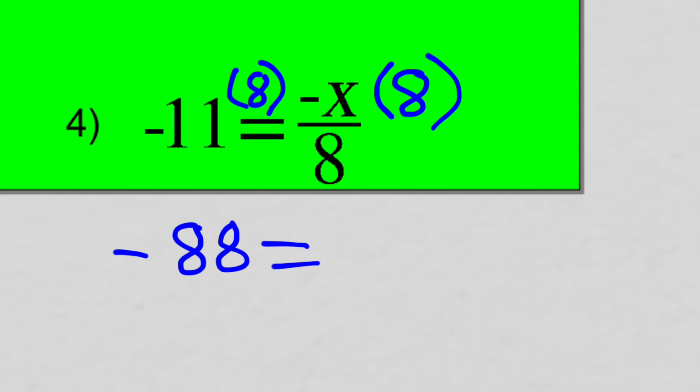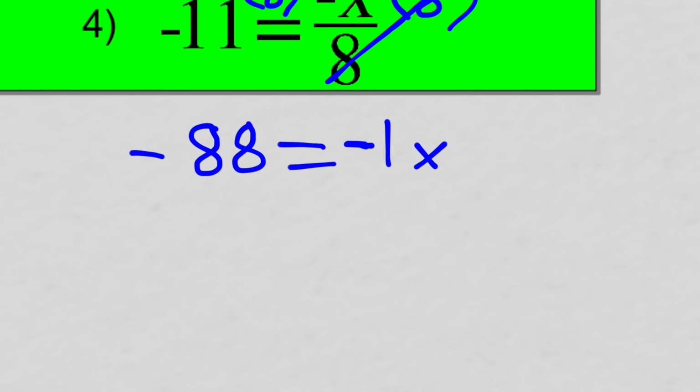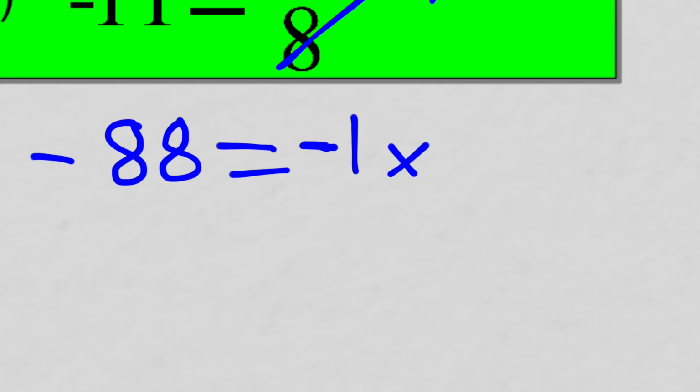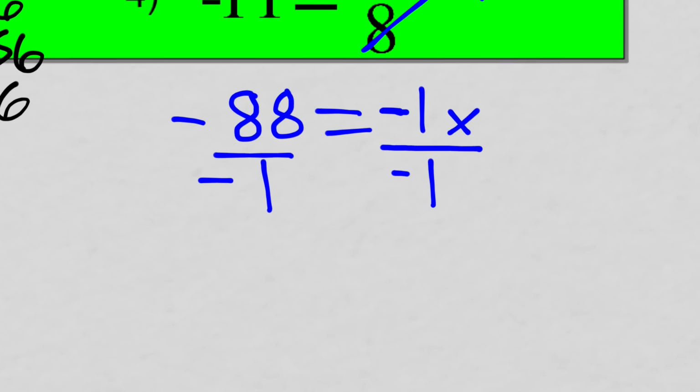Equals, 8 on top and 8 on the bottom divide off to 1. So this is like 1x, but there's still that negative sign in front. So it's like negative 1x. So this is like negative 1 multiplied by x. The way to turn that into positive 1x is to divide by negative 1. We're always doing the opposite, right? And do it to both sides.